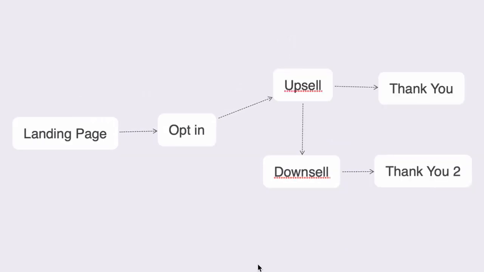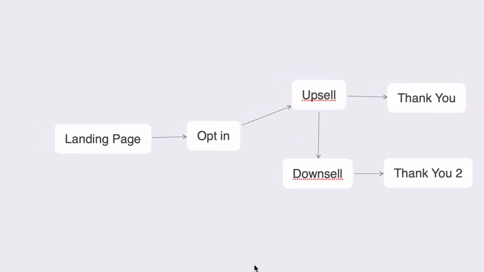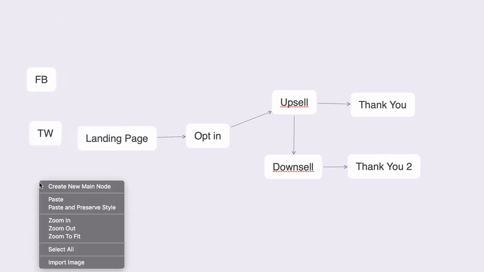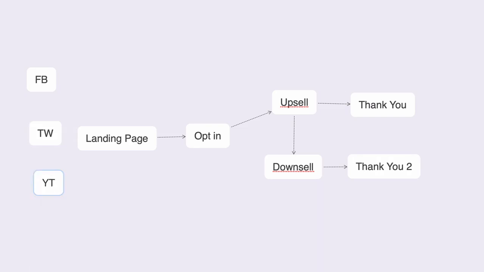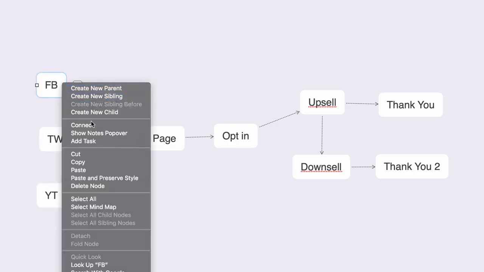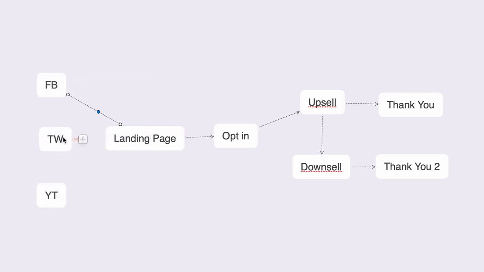I also create campaigns visually using this mind mapping tool, but let's merge a campaign into this sales funnel just so that we get the full picture. So I'm going to create a node there called FB for Facebook. I'm going to create one there for Twitter. I'm going to create the one for YouTube. Let me just align these nodes so it looks a bit nicer. And let's connect some of these nodes like this.